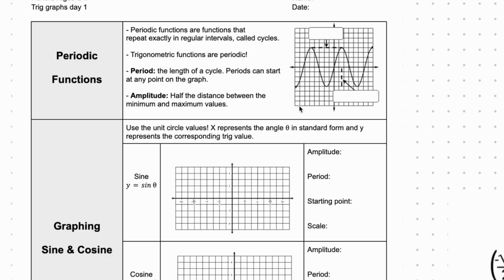They have some characteristics, and so one of them is the period, and the period is the length of the cycle, so it's how far it is from this peak to this peak. So we're going to label this period. It also has an amplitude, and that's saying the distance, half the distance from the minimum to the maximum value. So it's going to be this length right here. This is called the amplitude.